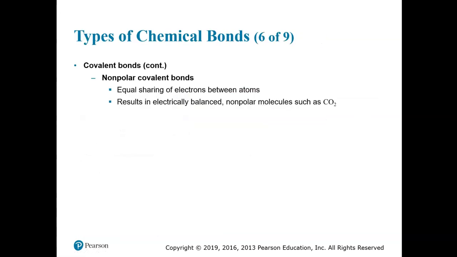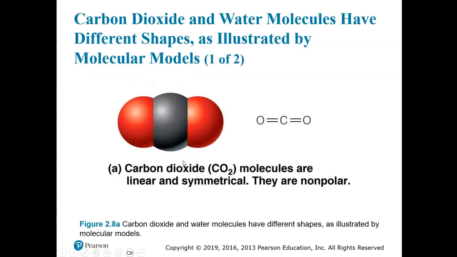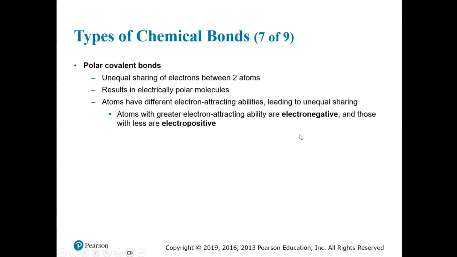So nonpolar covalent bonds are formed when the electrons that are shared between the atoms are shared equally. That's called nonpolar. Carbon dioxide is another nonpolar molecule. So it forms when the carbon forms two double bonds with one of two oxygen atoms. So this is carbon dioxide, and that is a nonpolar covalent molecule.